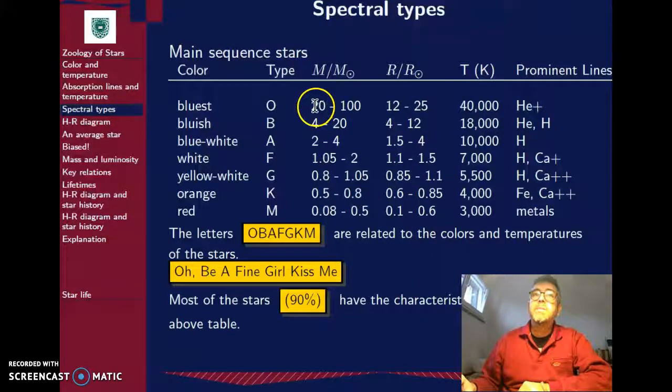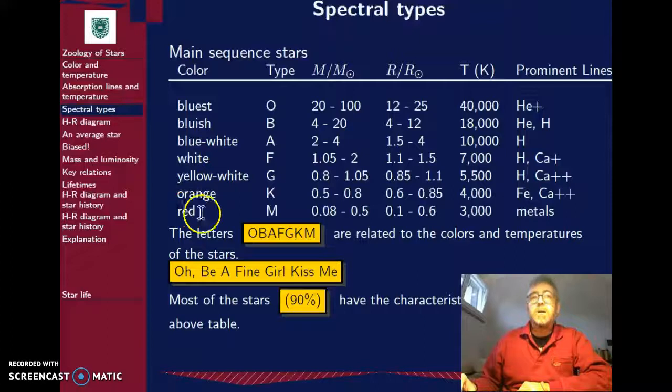And here in the table you can check what is the mass in terms of solar masses and what is the radius of these stars in terms of solar radius. So the blue stars, the very blue stars, are between 20 and 100 solar masses, and their radius is around 12 to 25 solar radii. They show helium, hydrogen, ionized helium lines, and the temperature is around 40,000 Kelvin. So these are the hottest stars we can see in the sky.